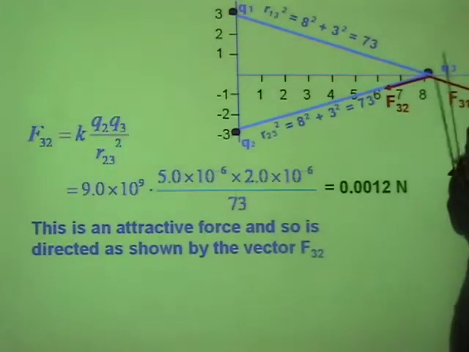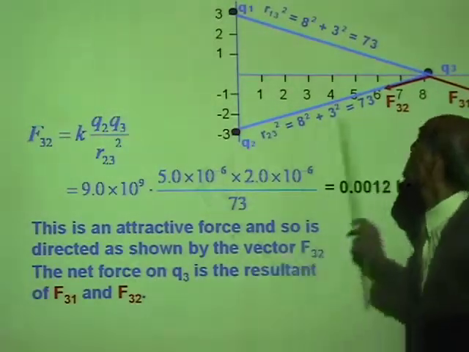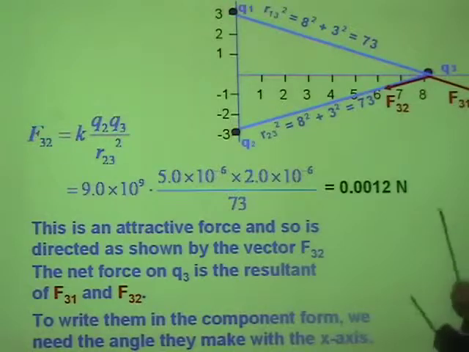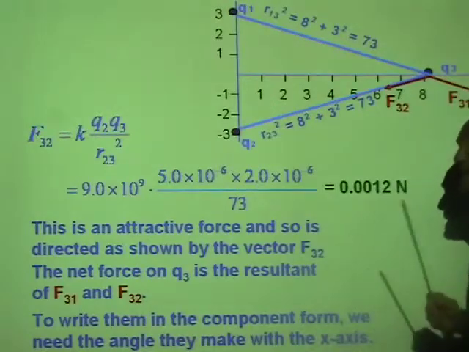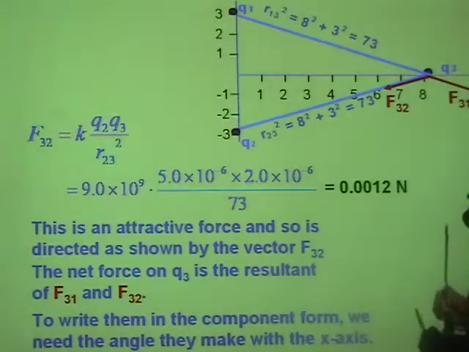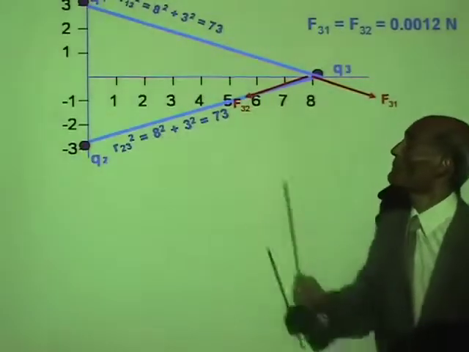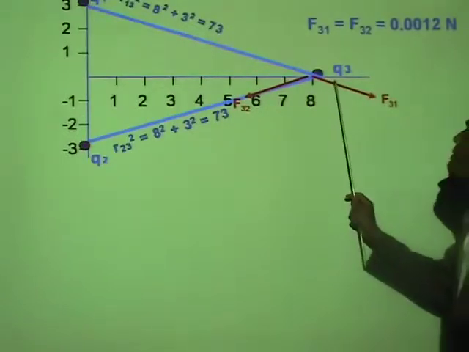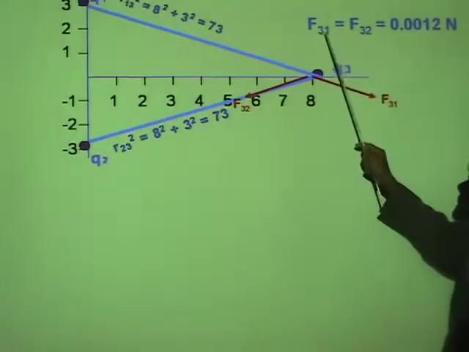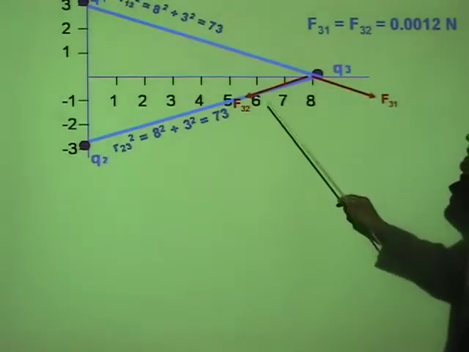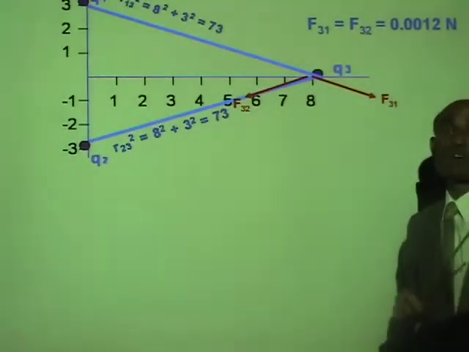Is that right? Okay, that's the net force on Q3, the resultant of these two forces. And to write them in component form, we need the angle they make with the x-axis. So that's our next task, to find those angles. Now I have made the diagram look big. I want to now find the angles these two vectors make with the x-axis. I know the magnitude of F31 equal to the magnitude of F32 equal to 0.0012.